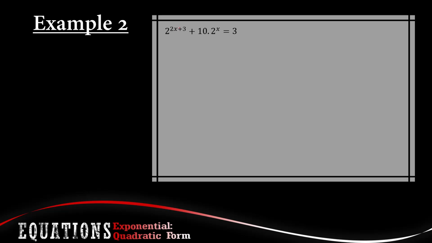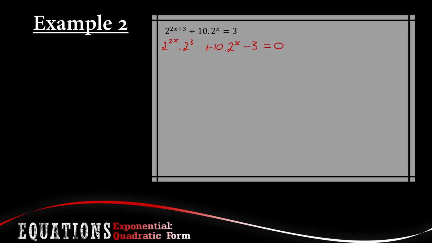Okay, but before I start, I'm going to do like I previously did with the other one, taking out a common factor. I'm going to break this up first. So we're going to write it as 2 to the power of 2x times 2 to the power of 3, and then plus 10 times 2 to the power of x, and bring the 3 over so that we can put it in standard form.